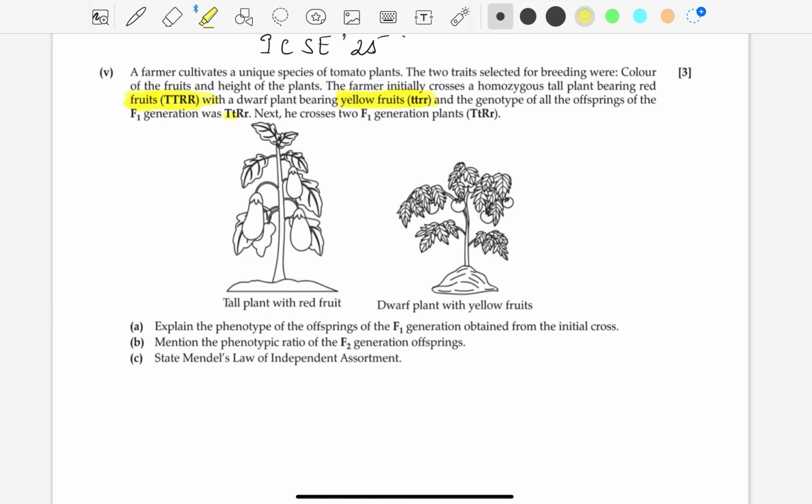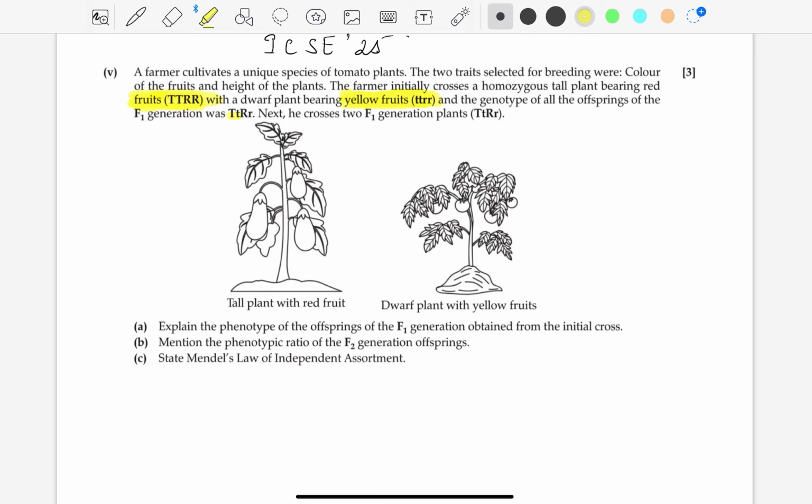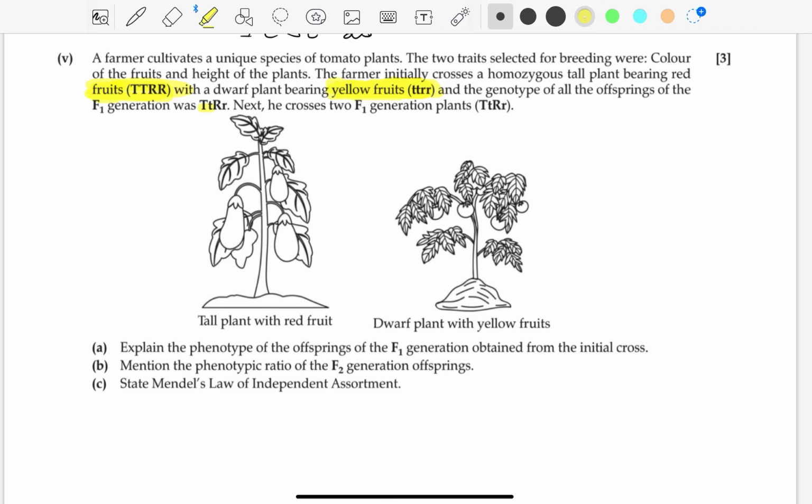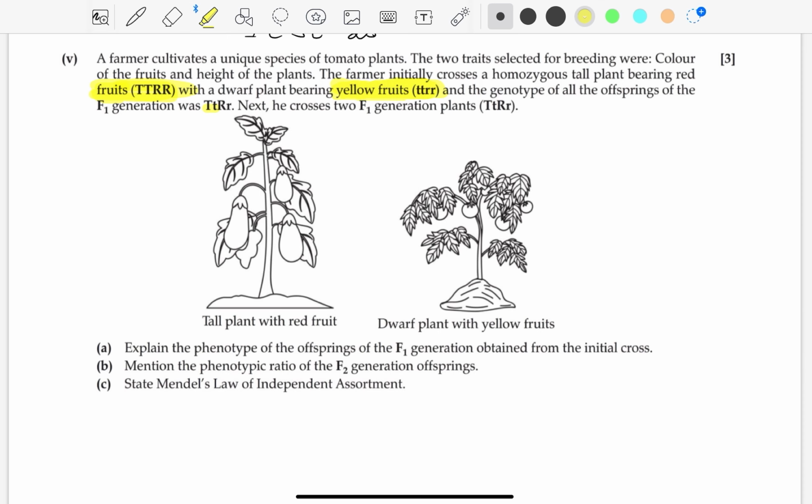Hi everybody. Today we are going to solve the question from the chapter Inheritance, and this is from the ICSE 2025 question paper. Let's see what this question is saying. So a farmer is taking two species of tomato plants and cultivating a new species. Let's see what the traits are that he is taking.